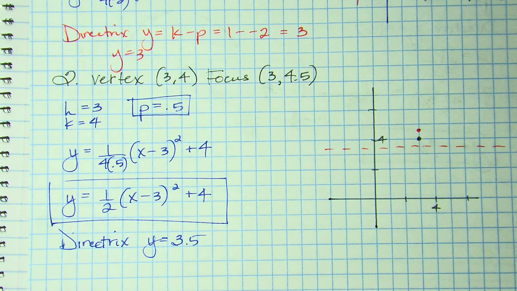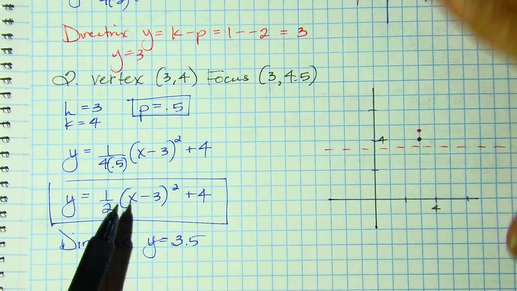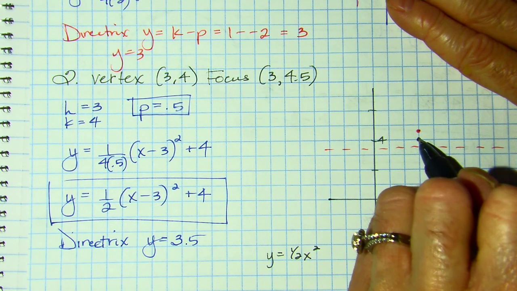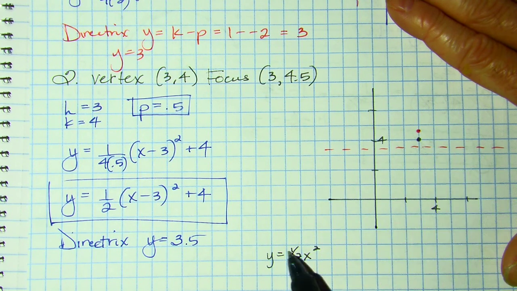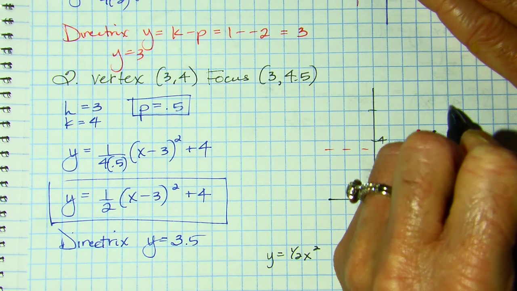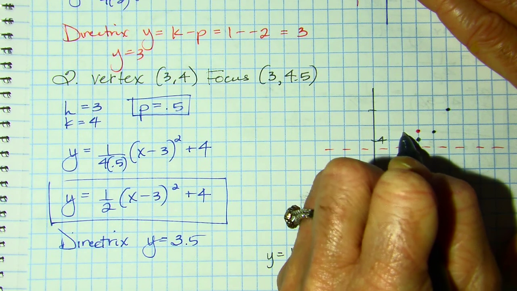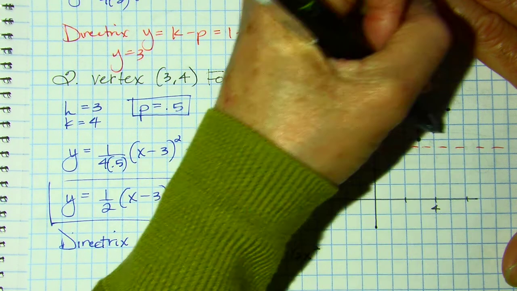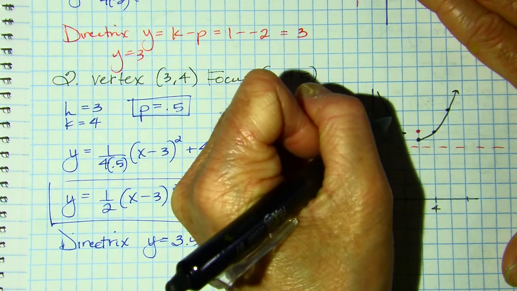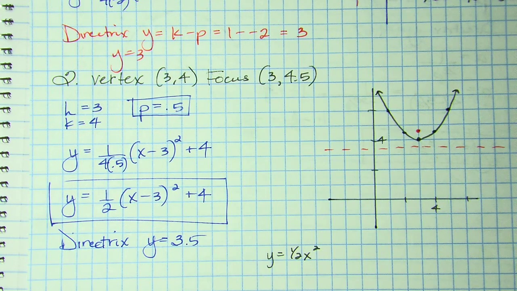You can use Desmos to graph, but I'm graphing by hand knowing this. I'm starting where I'm at. 1 squared is 1, but it's being cut in half, so 0.5. 2 squared is 4, but it's being cut in half. And I'm going to reflect those points across. But you can use Desmos and then just find the directrix and your focus.